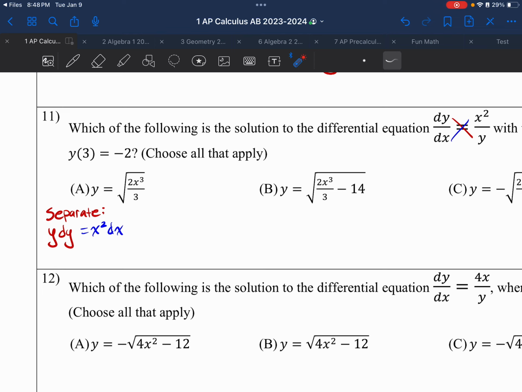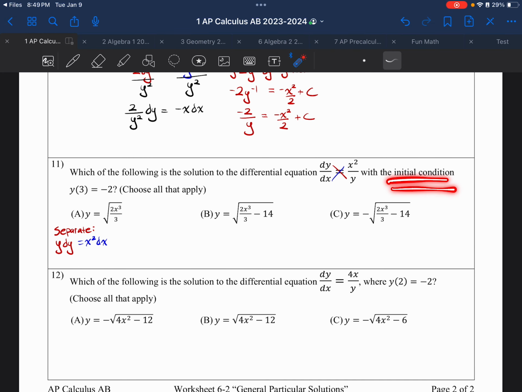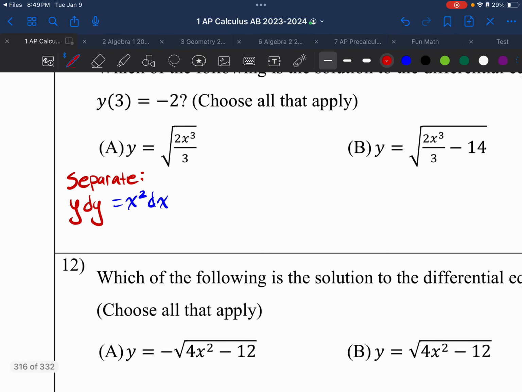Nothing to do there. By the way, why am I doing this? Why am I doing separate, integrate, evaluate, and isolate? It's because you see the words initial condition. Every single time you see initial condition, you automatically jump into those 4 steps. So I did step 1. Let's do step 2, which is to integrate.